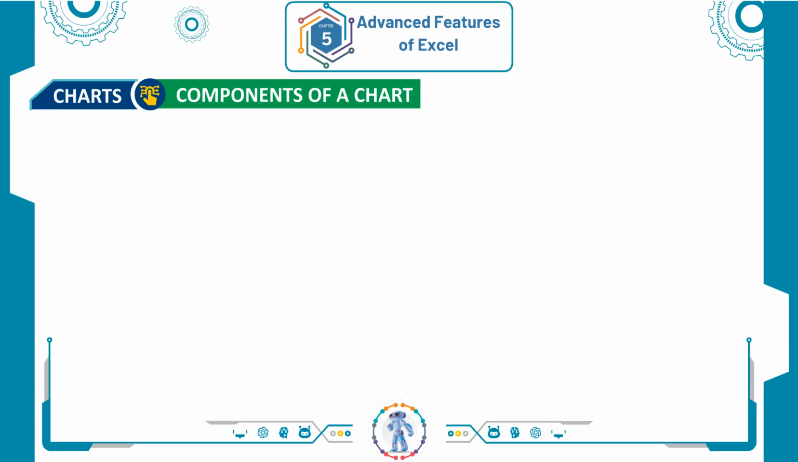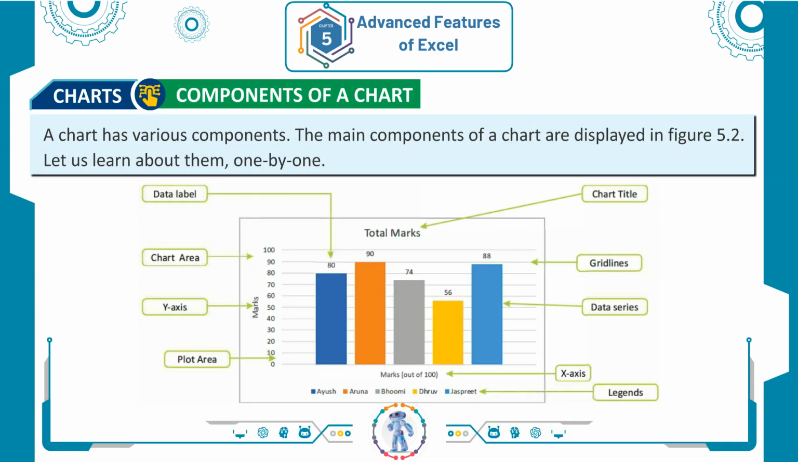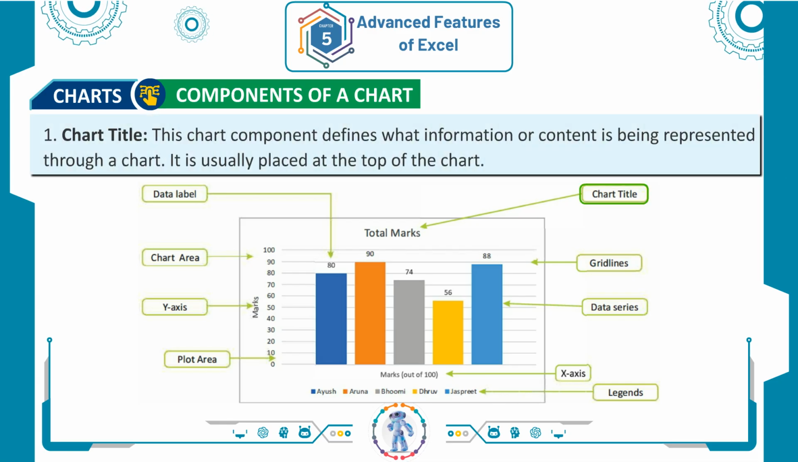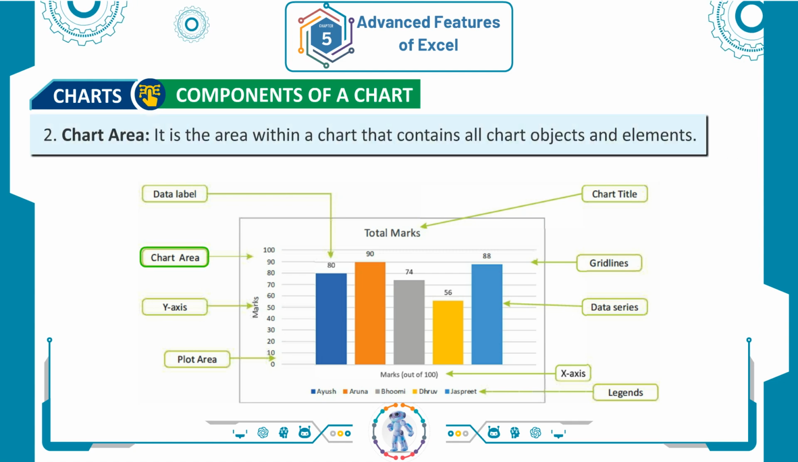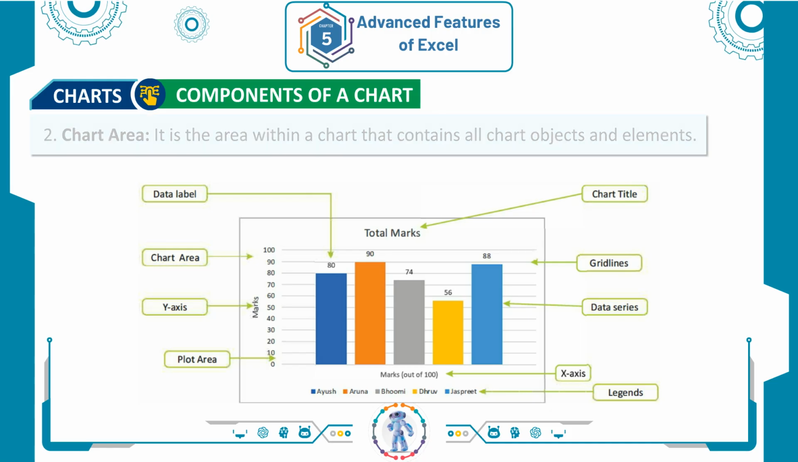Components of a chart. A chart has various components. The main components of a chart are displayed in Figure 5.2. Let us learn about them one by one. 1. Chart title. This chart component defines what information or content is being represented through a chart. It is usually placed at the top of the chart. 2. Chart area. It is the area within a chart that contains all chart objects and elements.